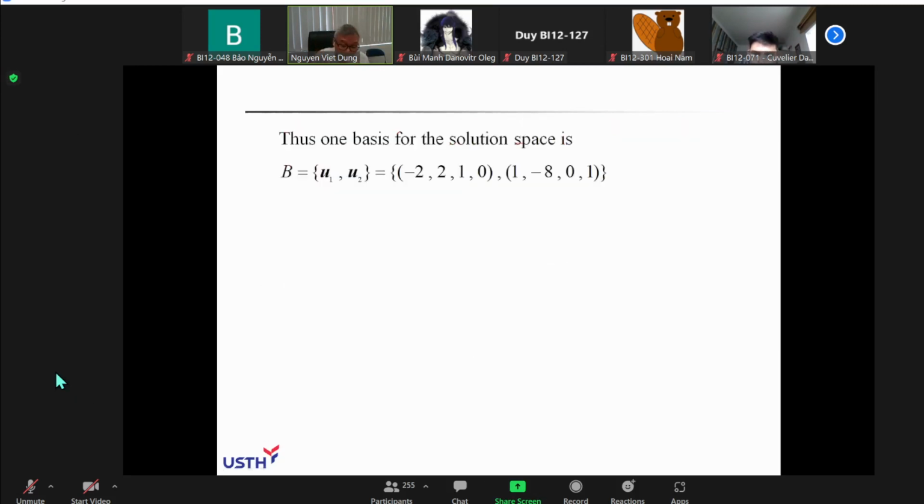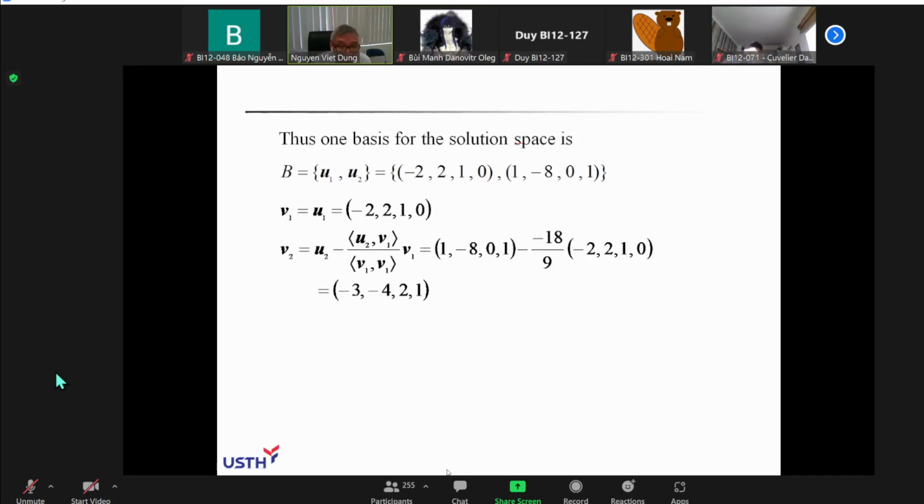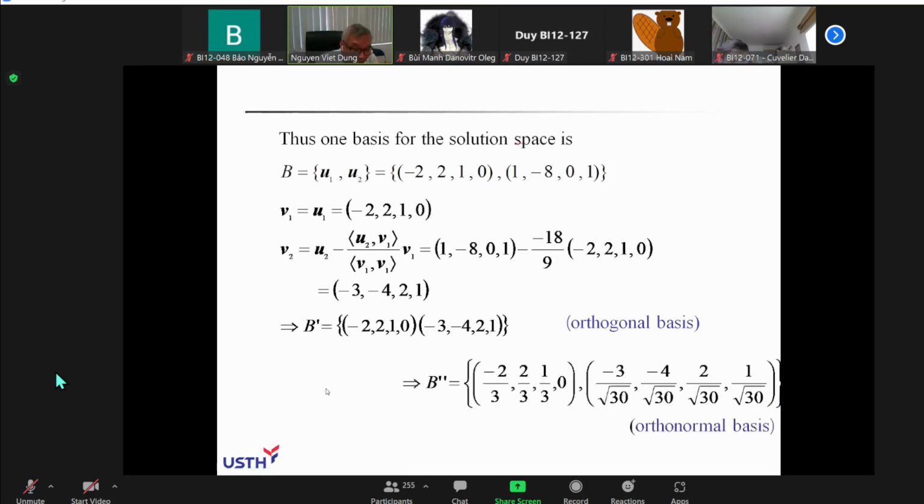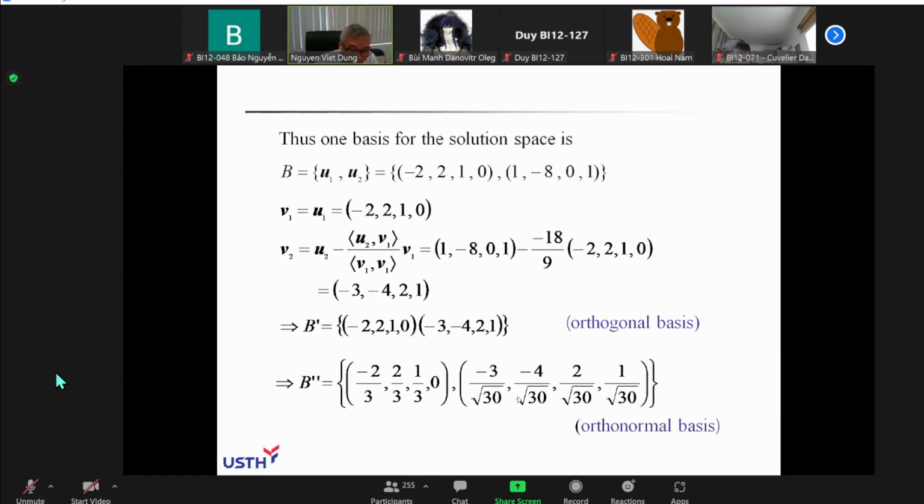The two vectors here are a basis for the solution space. But it is not yet an orthonormal basis, so we need to apply Gram-Schmidt to find an orthonormal basis for the solution space. Because we have only two vectors, it is very easy to do the calculation here. You get v1 and v2 as an orthogonal basis like that. Now we normalize it, you get that one. B double prime with that. That is already the orthonormal basis for the solution space.